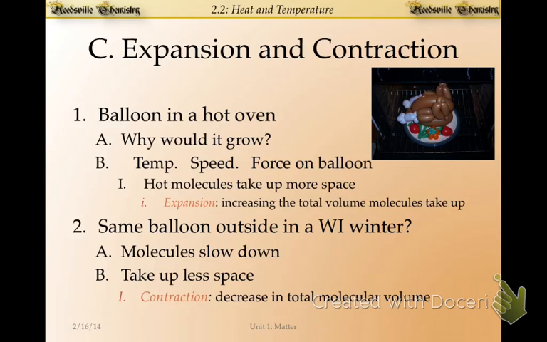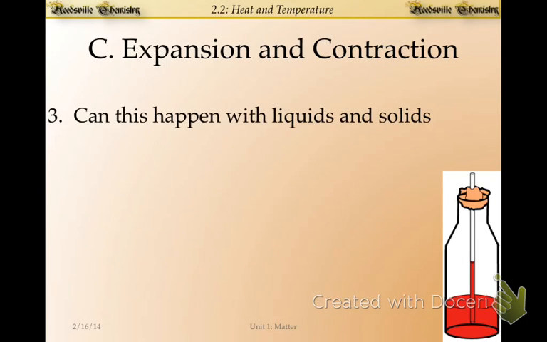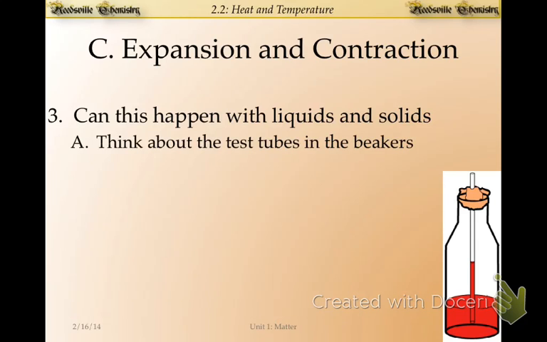Which brings me to my next slide. Can this happen with liquids and gases? Now I want you to think about that second demonstration. We had two test tubes, two skinny tubes in them, placing them in water. Think about the test tubes and the beakers and what happened. Well, we had liquid rise up that center column. So we have this red liquid rising up that center column.